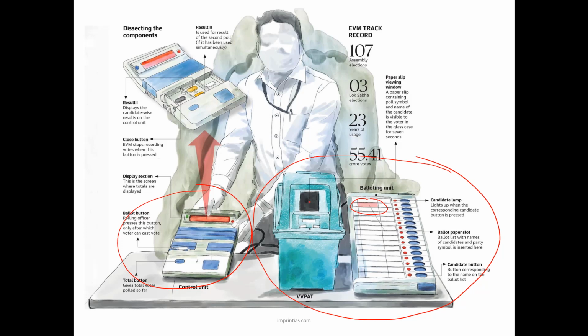There's a candidate button, as you can see here. You have to press this. I think all of you would have done this. This can only be done if the other side, the polling officer, is pressing his button, right? And here you have the display, the paper slip viewing window. The paper slip containing the poll symbol and name of the candidate is visible to the voter for 7 seconds in the VVPAT. So this actually verifies the vote, and this is something that definitely should be implemented in all polling stations.